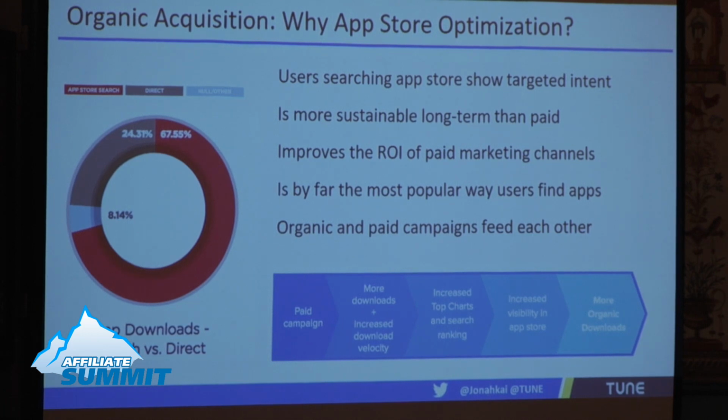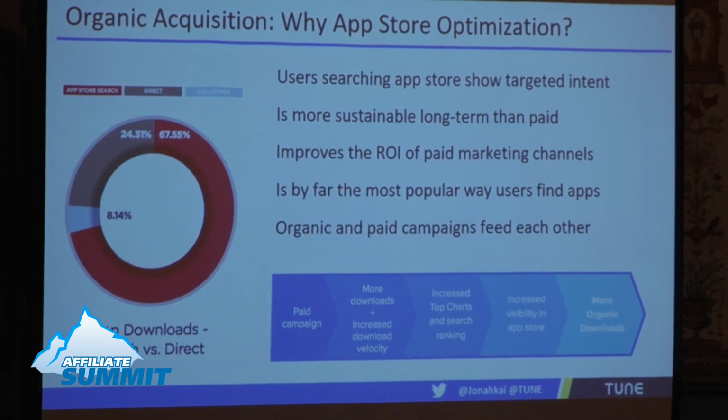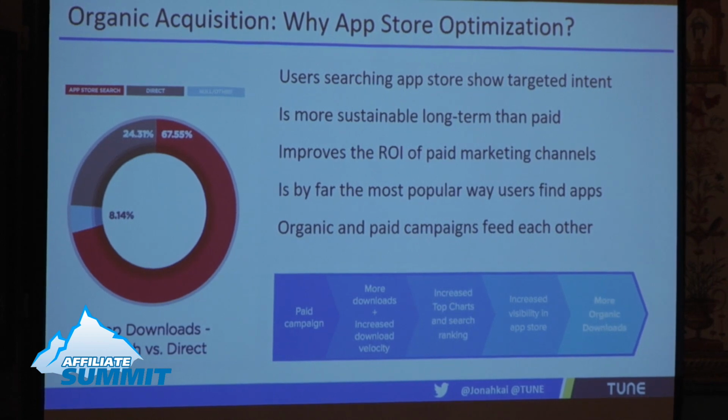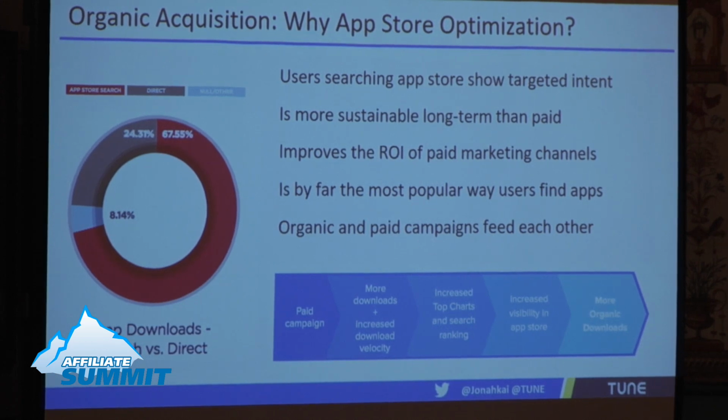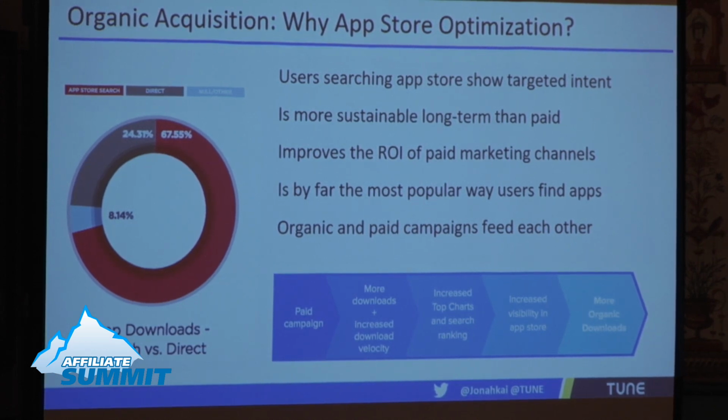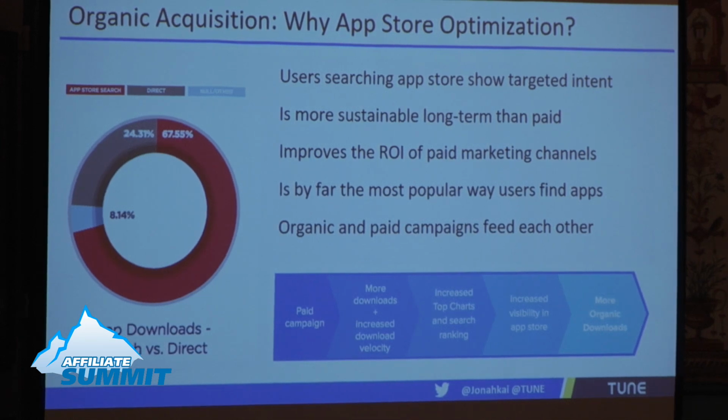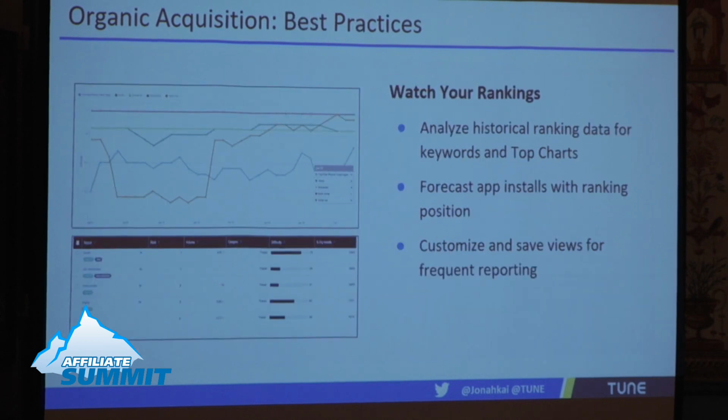It allows you to use your search bar or your App Store search. It shows target intent. It's much more sustainable in the long term. It has a higher ROI. And if you look over here on the left, you can see App Store search, direct. What does the last one say there? Can't read my slides anymore. But that kind of shows you organic App Store search is one of the huge ways that you can drive volume to your apps.